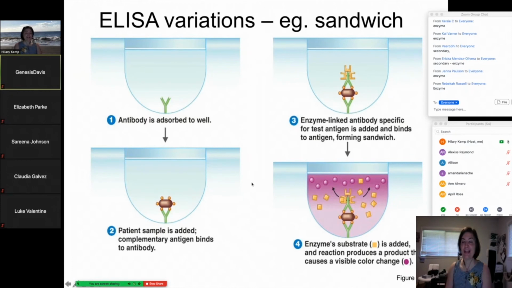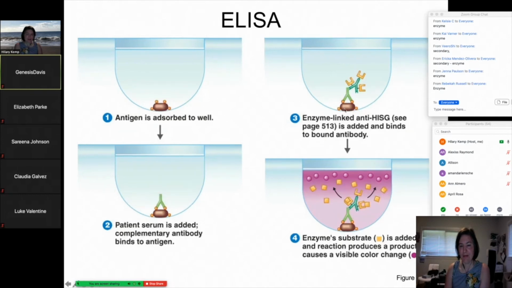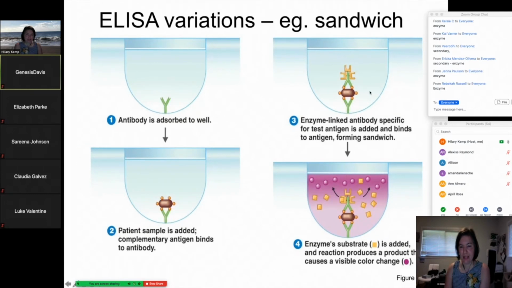Here is a variation called a sandwich, which is sort of a dangerous thing to say so close to lunch. But in this assay, you have the antibody absorbed to the well, you have the patient sample and you bind the antibody, and then you do a sandwich where the secondary is really another primary. Now you might be thinking, gosh, that seems complicated. Why would we do that? Well, this type of thing is actually commonly done in some of the over-the-counter ELISAs that you might be familiar with.